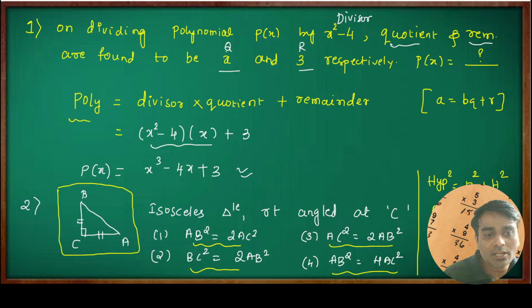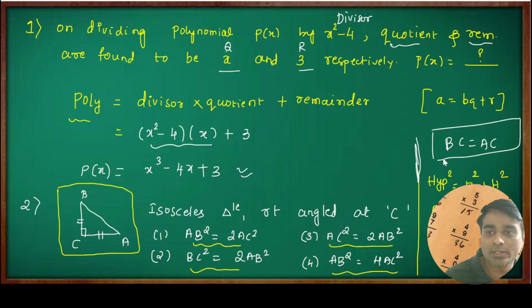But since it is an isosceles triangle, these two will be the same. BC square can also be written as AC square, because this is an isosceles triangle. That means BC is equal to AC. This you need to keep in your mind. So then we have 2AC square, and here we have our AB square. Check if this result is here. Yes, it is here. So that's the right option: AB square equal to 2AC square.